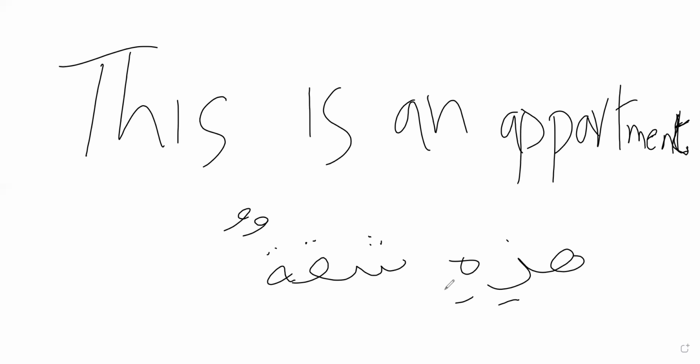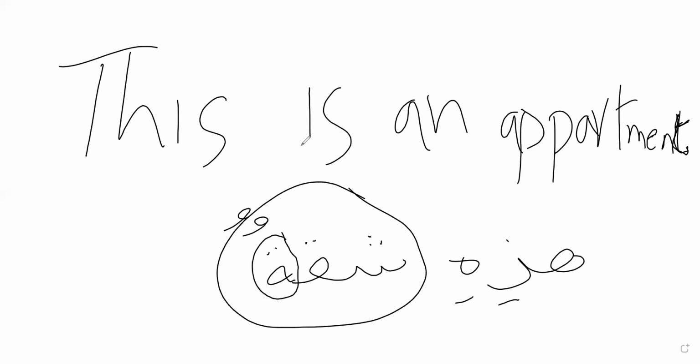What's the difference between male objects and female objects? Very simply, female objects are objects which have ta marbuta at the end of them. So this round ta that you see here, this is called ta marbuta. And this is the indication that this word is a female word. And whenever you have a female object, then you use the word hathihi and not hadha.